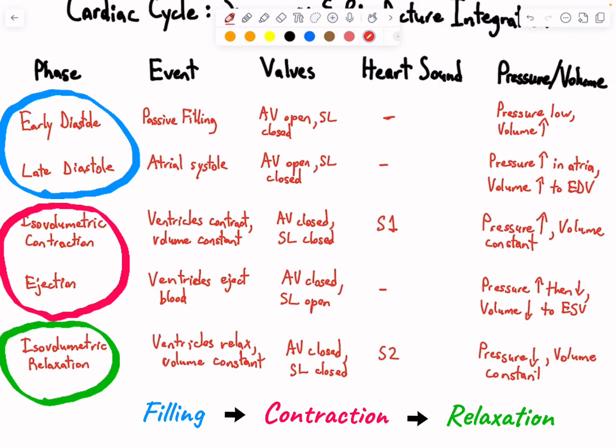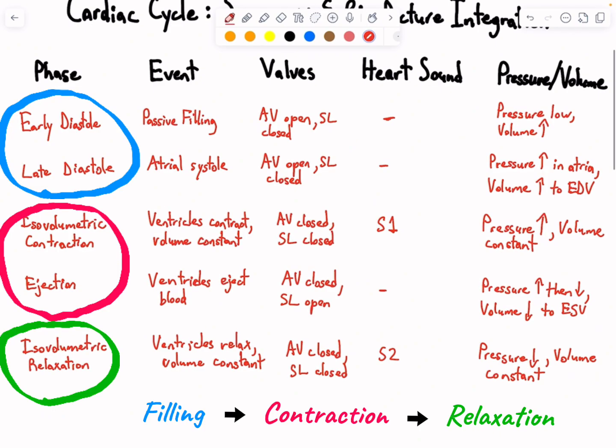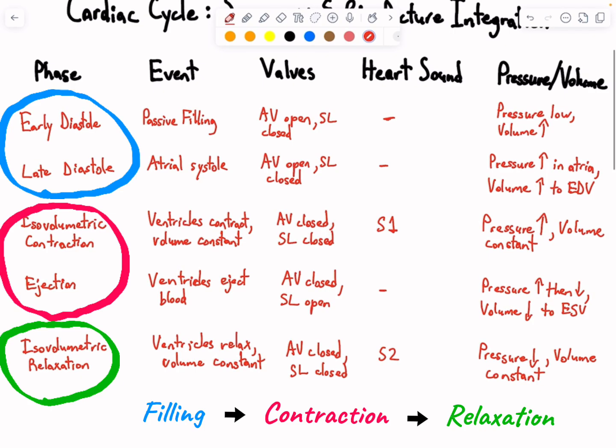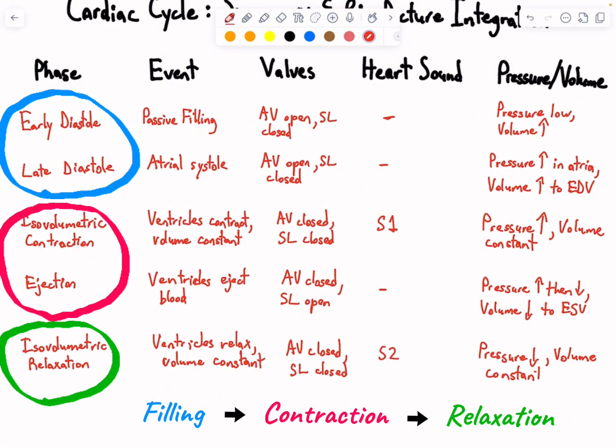Thinking in these three broad steps, filling, contraction, and relaxation, makes it easier to see how the heart maintains continuous blood flow, even though we break it down into 5 detailed phases like shown in this table. And that completes our series on the cardiac cycle, from filling to contraction to relaxation.